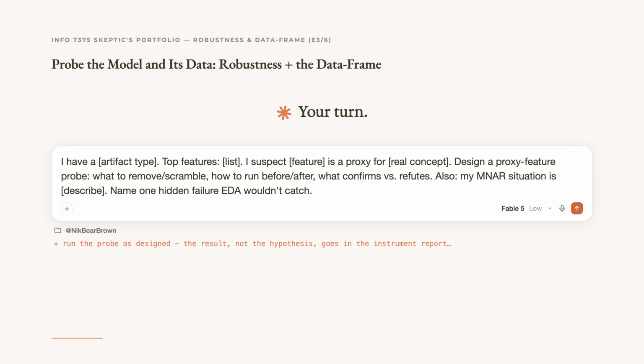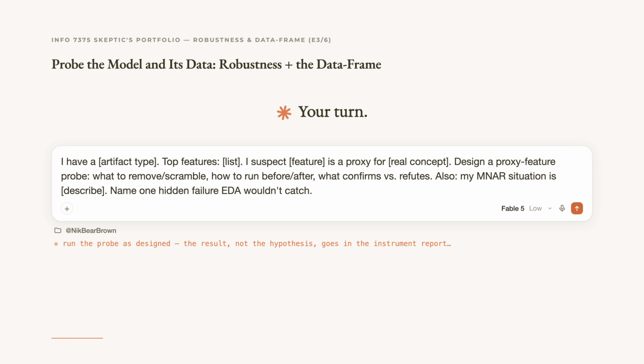A result that confirms: accuracy drops significantly when I remove or scramble the feature, even on inputs where the feature seems irrelevant. A result that refutes: accuracy is stable across the scrambled version, meaning the model was not relying on it. Also, my data has, and describe your MNAR situation, for example, income is missing for applicants who chose not to disclose, and those applicants are systematically higher risk. Name one hidden failure that my exploratory data analysis would not catch given this MNAR pattern.